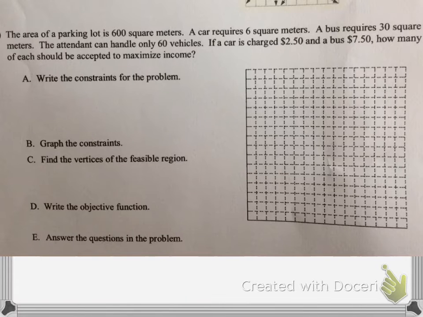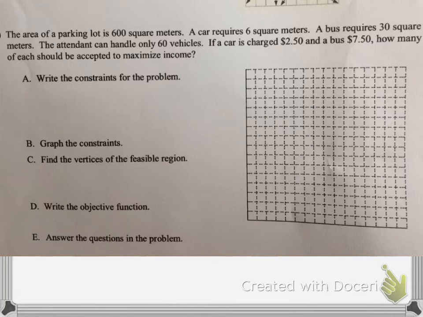Okay, so here's a problem, and I'm going to give you a set of notes to go with this, so just keep in mind how this works and go with the pattern. The area of a parking lot is 600 square meters. A car requires 6 square meters, a bus requires 30 square meters. The attendant can only handle 60 vehicles. If a car is charged $250 and a bus $750, how many of each should be accepted to maximize income?